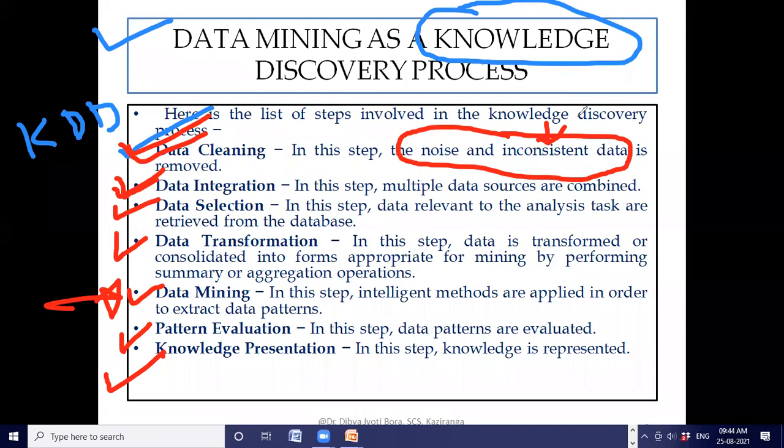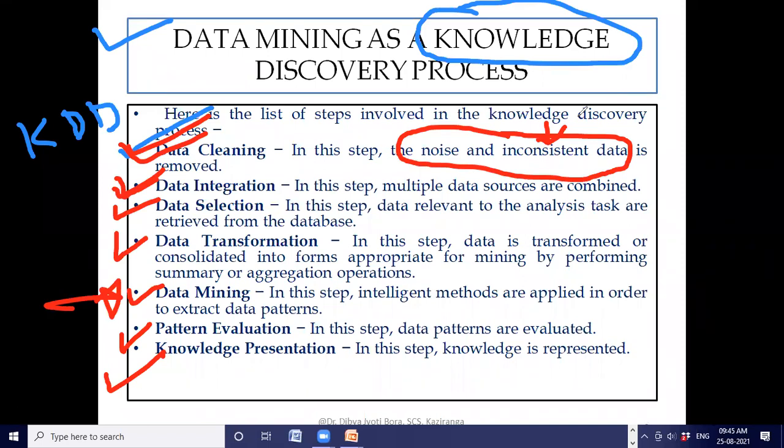Then second, data integration. You already know that our data is not kept in only one place, right? We may keep it in different sources. So we have to collect this data from different sources. That may be your Excel sheets, plain documents, or database tables, any different sources. So we need to integrate those different data sources. So this is the second step, data integration.